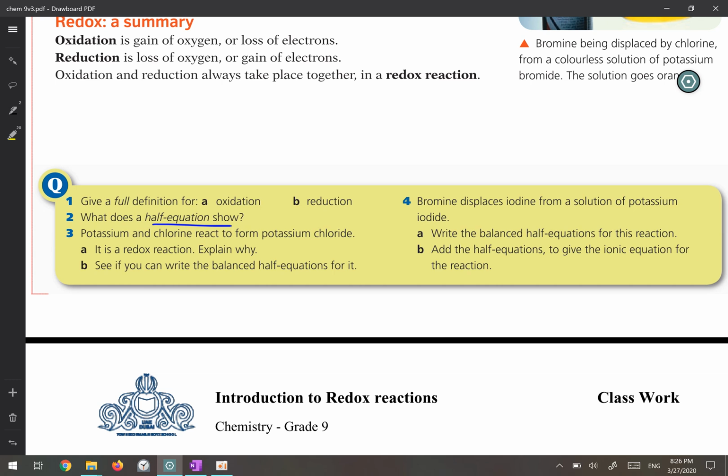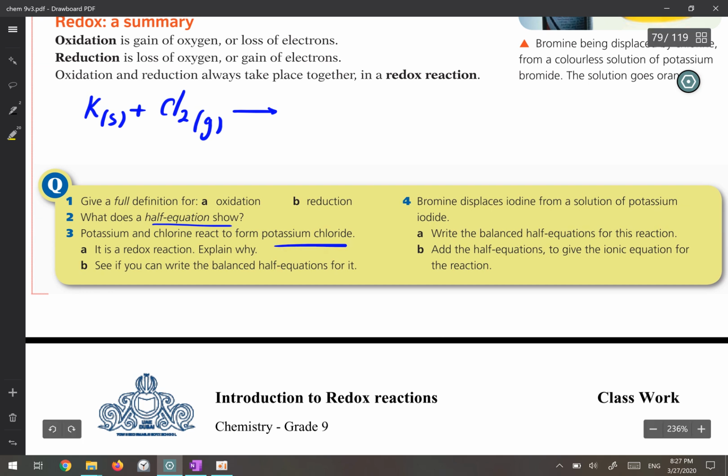Question number 3 says potassium and chlorine react to form potassium chloride. It is a redox reaction. Explain why. Okay, so potassium is K, it's a metal, solid at room temperature, plus chlorine, which is a diatomic molecule Cl2, a gas at room temperature. When they react with each other, the result is potassium chloride. You know this is an ionic compound. Potassium is K plus, chloride is Cl minus. So the product is KCl solid.